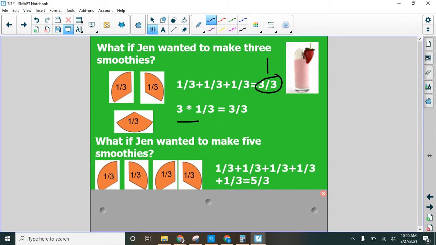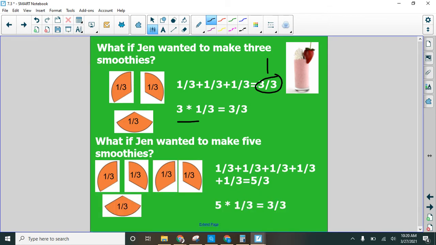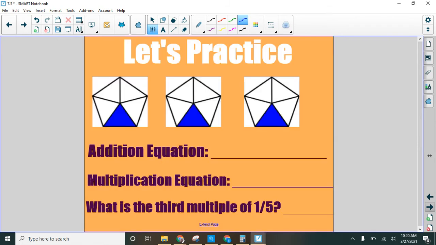What is the multiplication equation? It is 5 times 1/3 equals 5/3. And 5/3 is 1 and 2/3. That's better, right? 5/3 is an improper fraction, so we want to change it into a mixed number now.